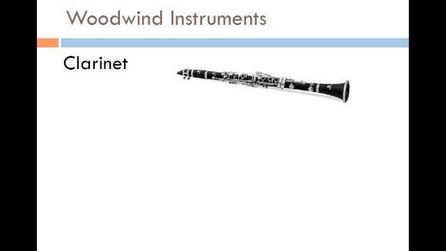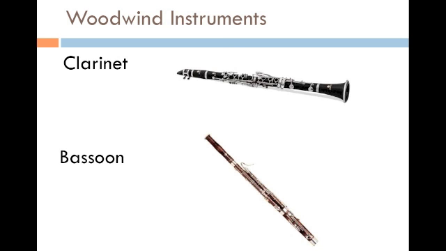The clarinet is next. This uses a single reed. The clarinet produces a dark, rich sound, and several kinds of clarinets are used in the orchestra and wind band. The clarinet that usually comes to mind is the soprano clarinet, but the alto and bass clarinet are also quite common.